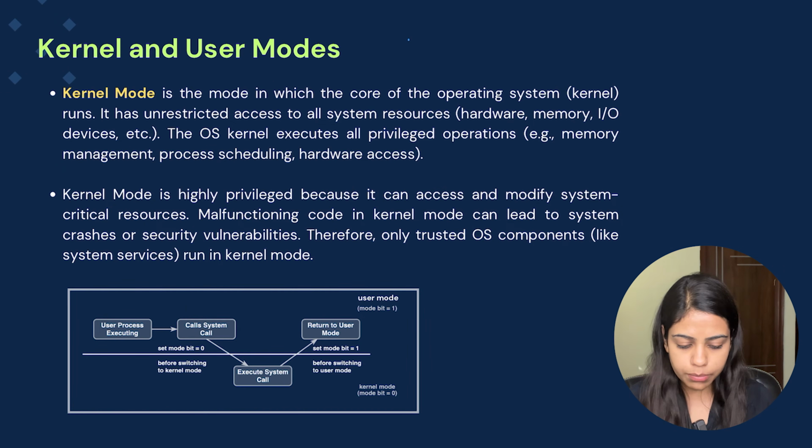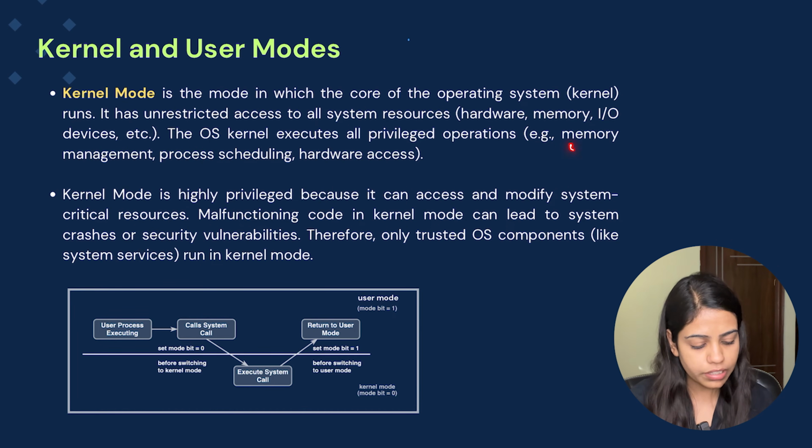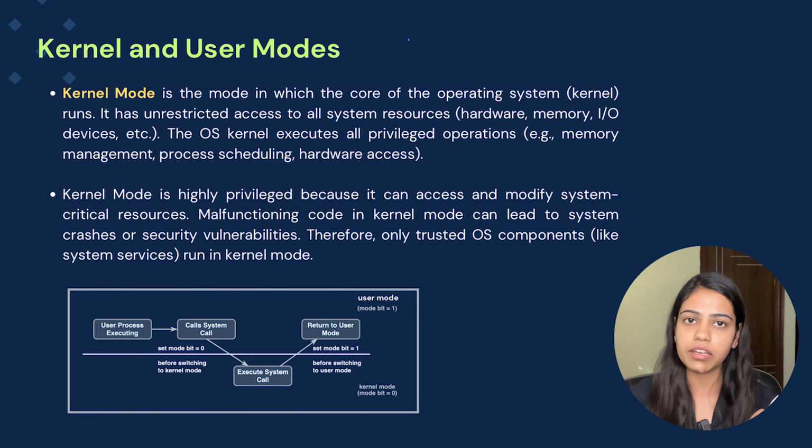Now, kernel mode. Kernel mode is the mode in which the core of the operating system, basically the kernel, runs. It has unrestricted access to all system resources: hardware, memory, input-output devices, etc. The OS kernel executes all privileged operations like memory management, process scheduling, and hardware access. As I told, the kernel is the core part of the operating system which handles all these things.